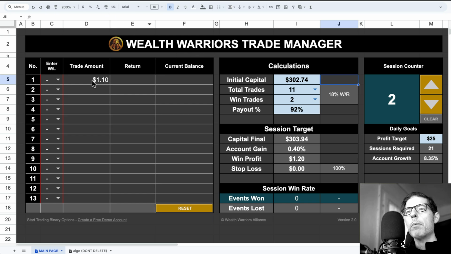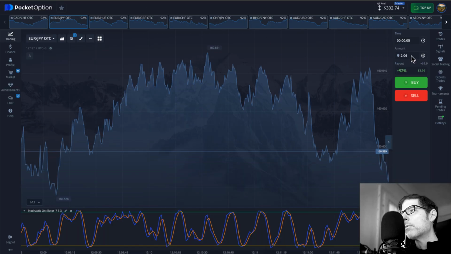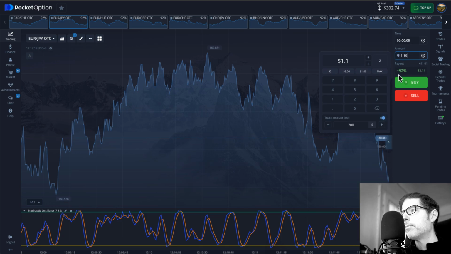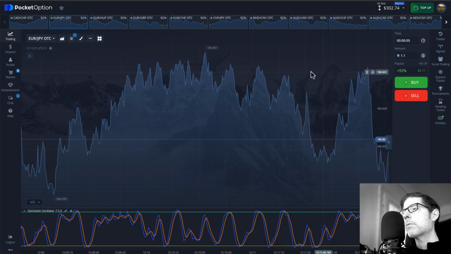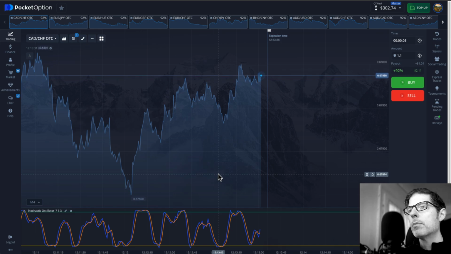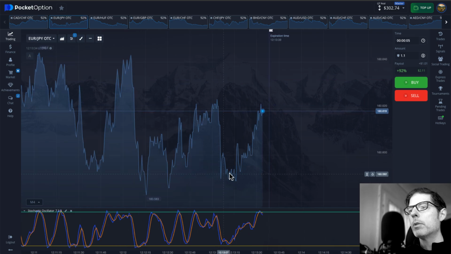So the next trade amount is going to be 110. Back over here, let's enter that in and continue. Let's look for another setup here, something that looks pretty stable, of course.